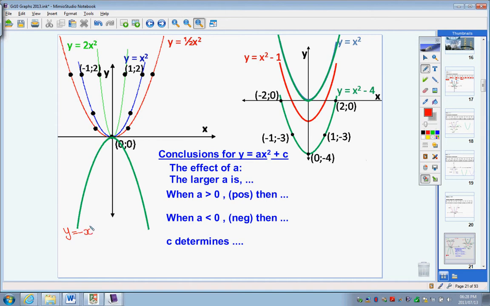So what can we say the effect of a is, a being the number in front of x squared? It tells us the steepness. So the effect of a, it tells us the steepness of the graph, and it also tells us whether the graph goes up or down. The larger a is, the steeper the graph is.